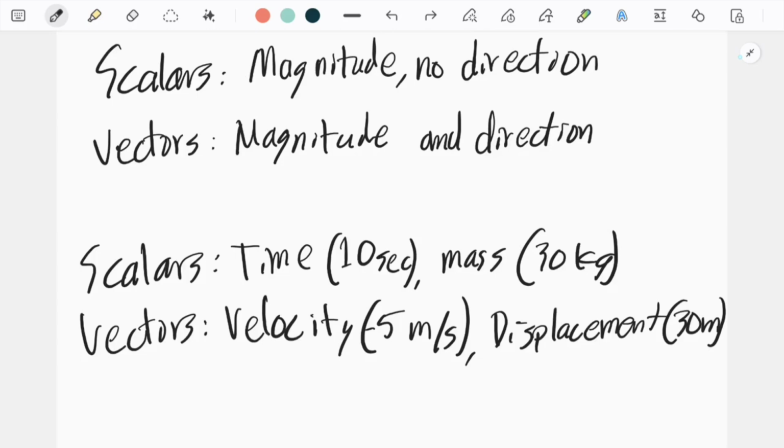And a vector quantity has components in the x direction, the y direction, and the z direction, and they can be positive or negative. Some examples of vector quantities are velocity, which can be like negative 5 meters per second, or displacement, which can be 30 meters. And vectors can be given in either 2 dimensions or 3 dimensions.